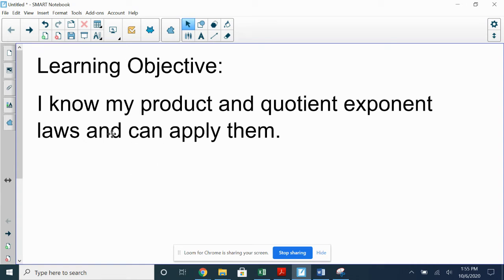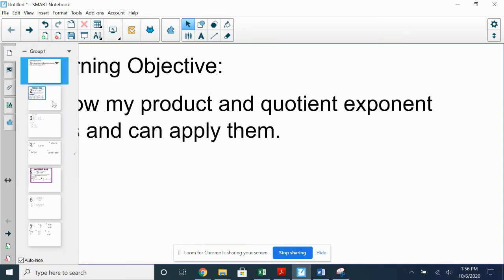So this is our learning objective: that you know your product and quotient exponent laws and that you can apply them. This is going to be our lesson for today as well as tomorrow. Today's work will be on the product law and tomorrow's will be on the quotient law, but this one video is going to go through both of them.